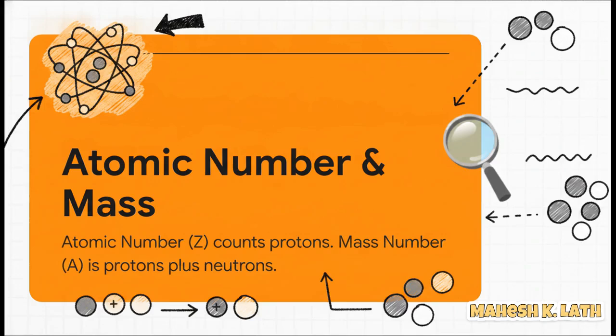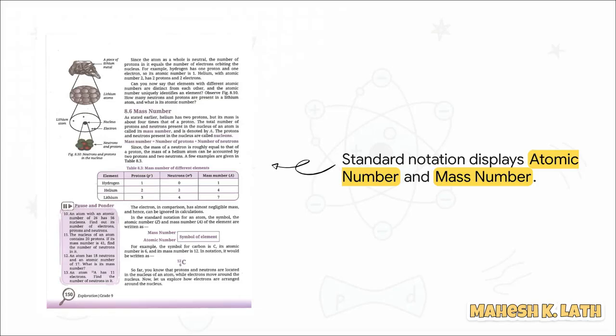First up is the atomic number, which we represent with the letter Z. This is the exact number of protons in the nucleus. It is literally what gives an element its unique identity. Second is the mass number, represented by the letter A. This is the total number of protons plus neutrons, the nucleons, all clustered together in the center, which gives the atom its overall weight.